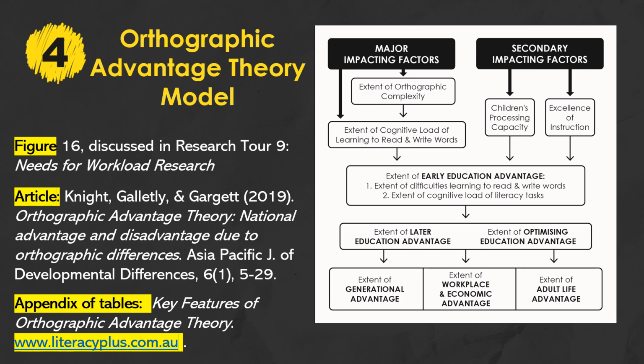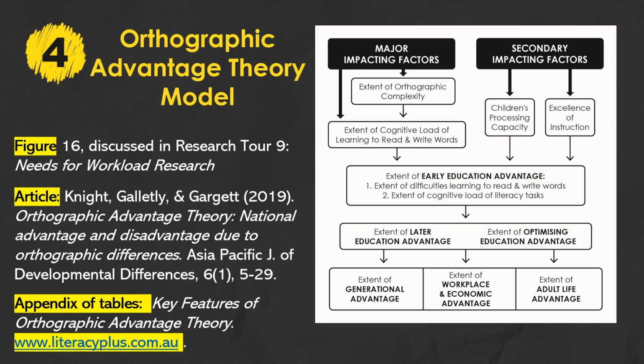Model 4 is the orthographic advantage theory model. Bruce Knight, Pam Gargett and I developed orthographic advantage theory, and starting from the top, it says that we have major impacting factors on early literacy development, and one of the most major, if not the most major, is the extent of orthographic complexity that beginning readers are going to face. But that in turn, just underneath it, creates the extent of cognitive load of learning to read and write words.